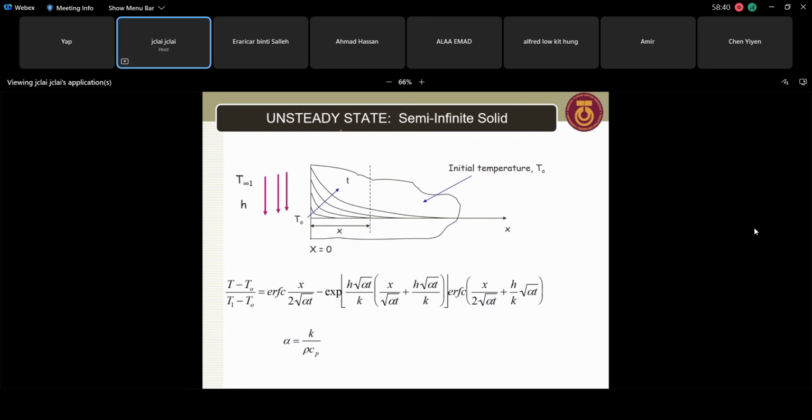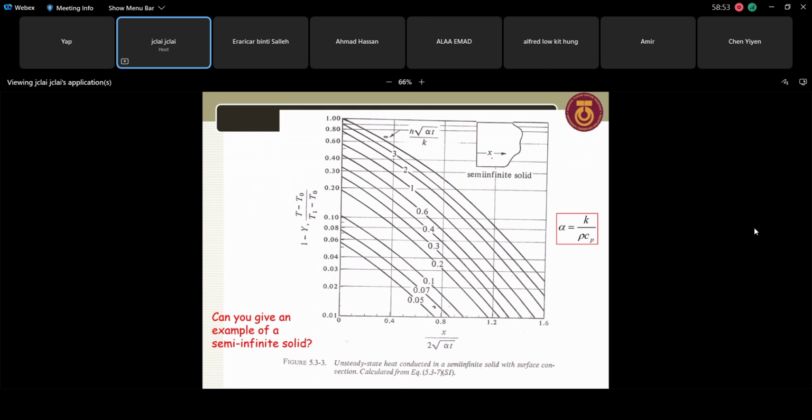Yeah. Okay. So what is a semi-infinite solid? I will show you the overall graph first. So for a semi-infinite solid, this is the graph. Let me explain first. This is the distance from the surface. Let's say this is a semi-infinite solid.